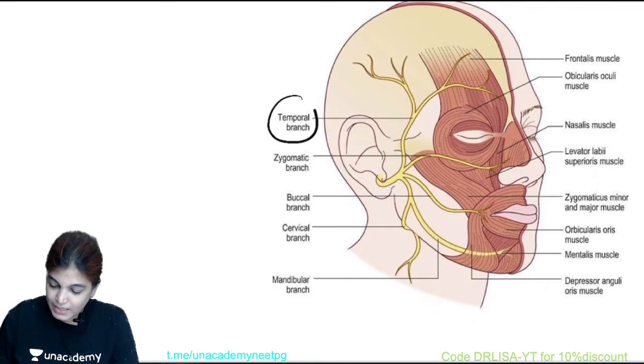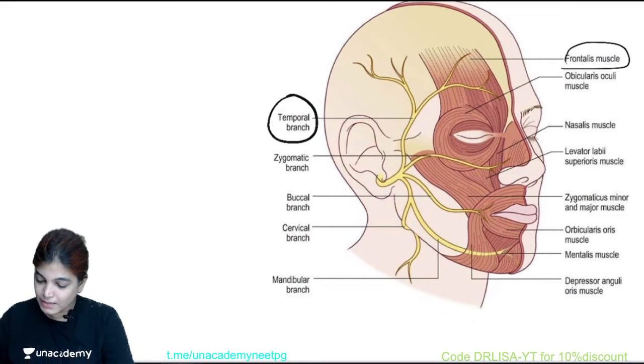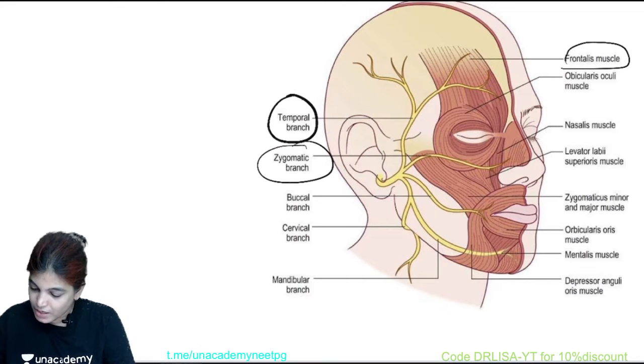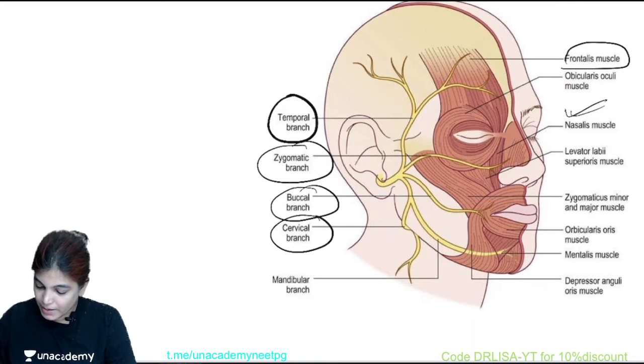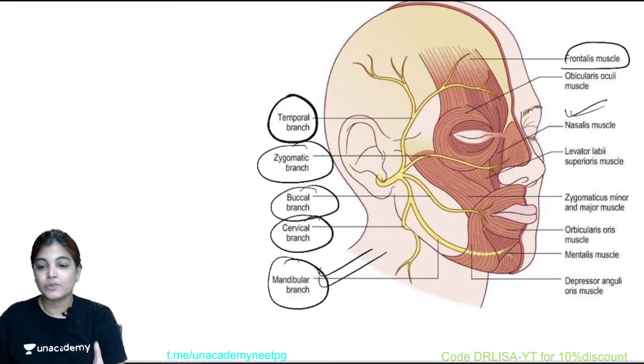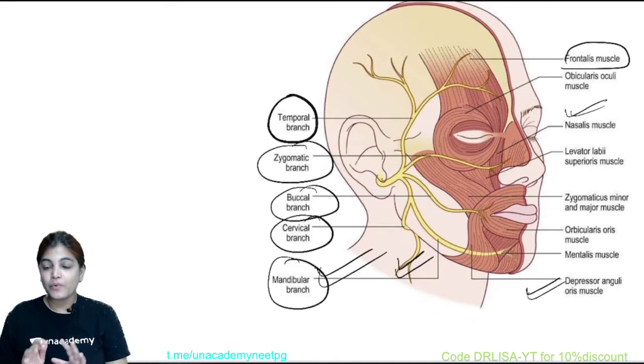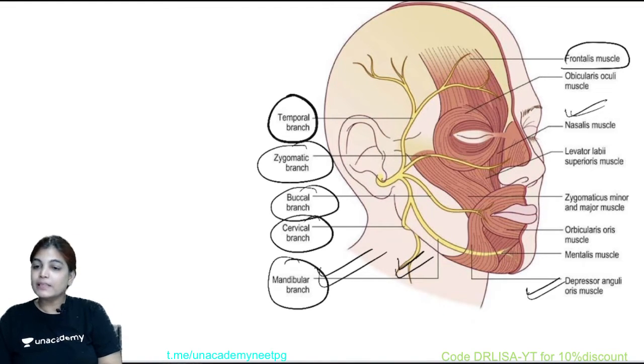As you can see here, this is the temporal branch giving innervation to the frontalis muscle. Also you can see the zygomatic branch going towards the nasalis muscle. The buccal branch is there, cervical branch is there, marginal mandibular is there. These branches are going towards the facial muscles, as you can see in the diagram. The cervical branch is going lower down to the platysma, and the marginal mandibular branch is going towards the depressor anguli oris. So don't worry about innervation of individual muscles. I will give you the list of all the branches of the facial nerve innervating the respective muscles of facial expression.